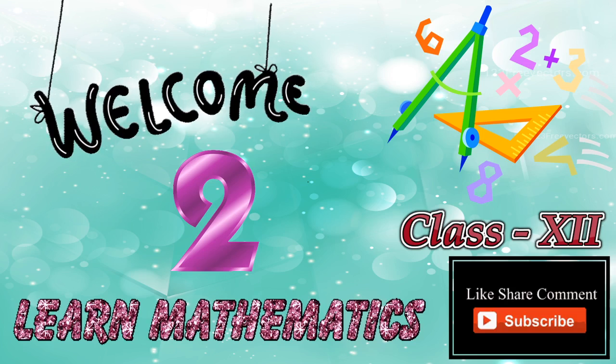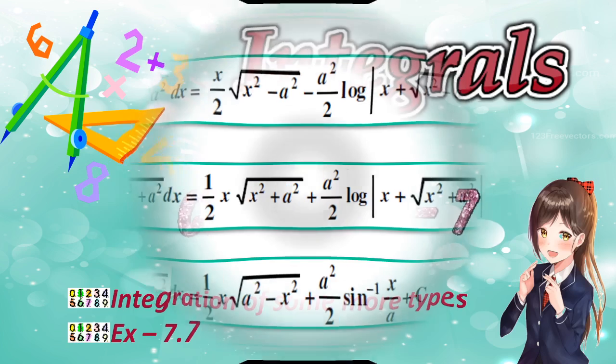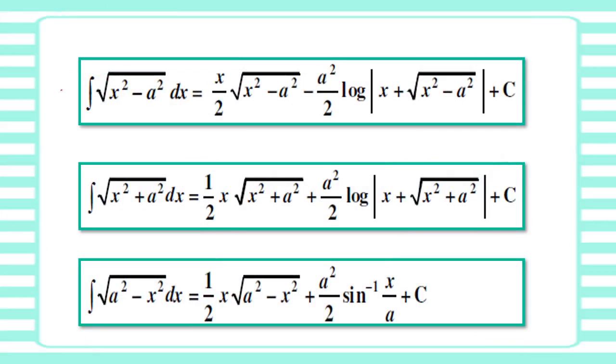Keep learning mathematics. So we were doing chapter number 7, integrals, in which we have already learned three major topics, three major methods to find the integration of any given function. First was substitution, second was partial fraction, and the third we learned is by parts. Today we are going to talk about integration of some more types, and then we will discuss a few questions of exercise 7.7.